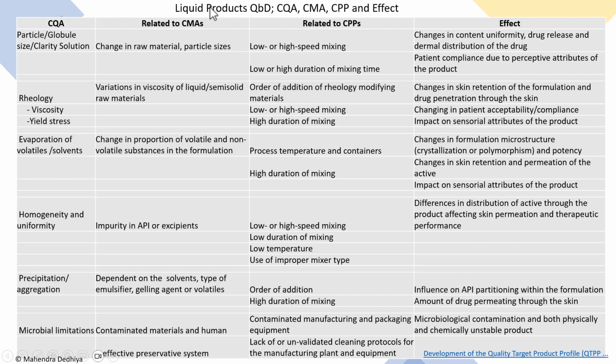In this slide, it's very busy. However, it's important to see in totality what the CQA, CMA, CPP, and their effects are. Particle size, globule size, or clarity of the solution depends on material properties, such as material particle size. In manufacturing, it depends on multiple things, including temperature and mixing conditions. If these are not controlled, then content uniformity, release of the drug, and patient compliance will suffer due to attributes of the product.